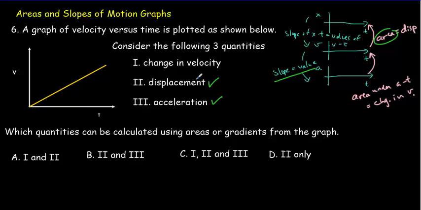Now, of course, we could get the change in velocity from a VT graph, but that's not from the slope or area. It's just from the values on the graph. So the correct answer here is B.